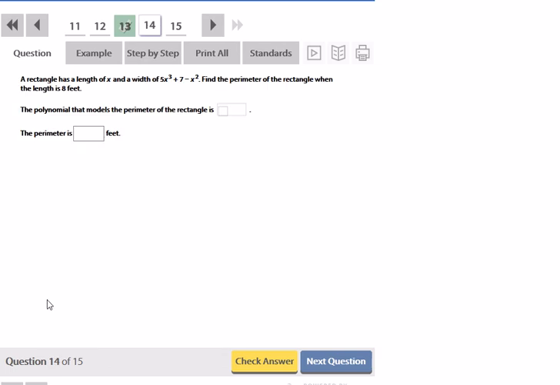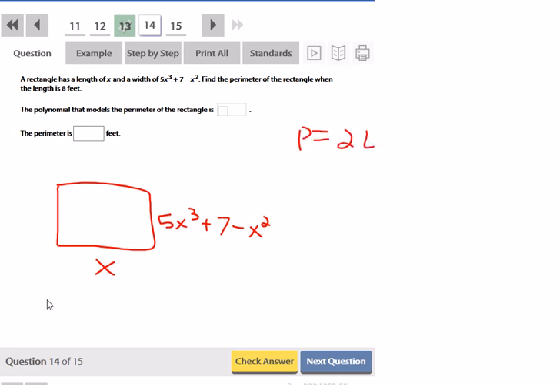A rectangle has a length of x and a width of 5x to the third plus 7x minus x squared. Find the perimeter of the rectangle when the length is 8 feet. Okay, so the polynomial that models this rectangle, let's draw a picture. Here's my rectangle. It has a length of x and a width that is 5x to the third plus 7 minus x squared. So the perimeter of a rectangle is 2 lengths plus 2 widths.